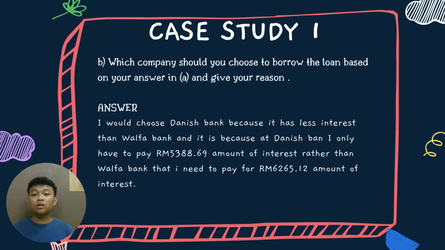For the B question, we need to know which company we should choose to borrow the loan based on our answer in A, and give our response. The answer is I will choose Danish Bank because it has less interest than Alpha Bank. At Danish Bank I only have to pay 5,388 and 69 cent of interest, rather than Alpha Bank where I need to pay 6,265 and 12 cent of interest.